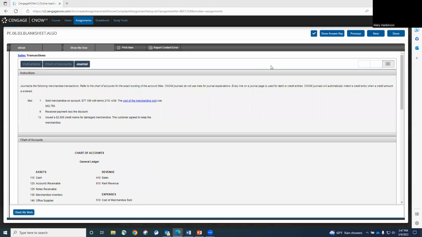Now we have the terms 2/10, 2% discount if paid within 10 days, or full amount due within 30 days. All right, so the cost of the merchandise that was sold, they told us, was $42,750. So we have the sale amount, and then we have the cost of goods sold amount.